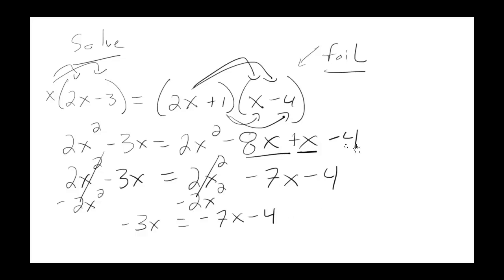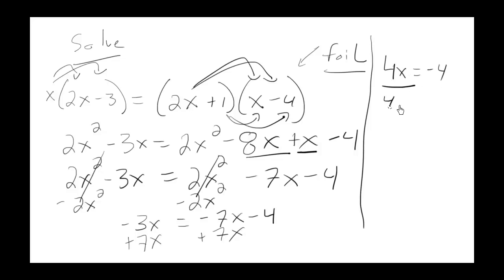Alright, let's see. Move over here. I'm going to add 7x to both sides. That's going to give me 4x is minus 4, and last step, divide both sides by 4. And now we're looking at x is minus 1. You're going to take my word for it, but I'll leave a check for you, but that will work. That is the solution.